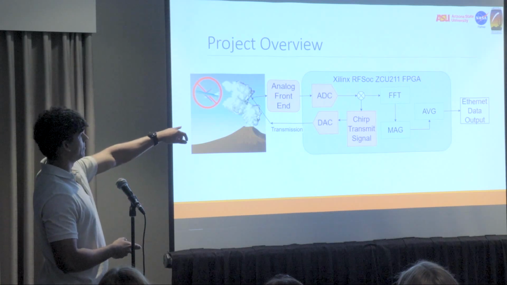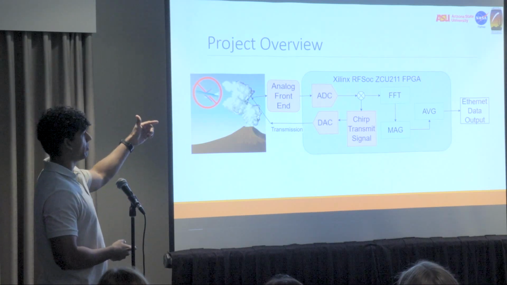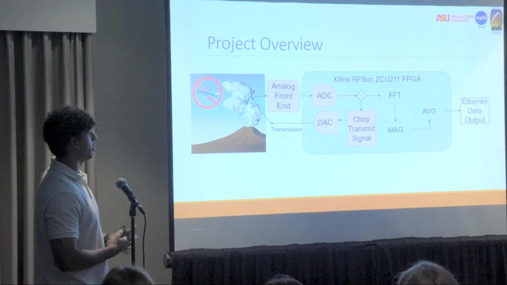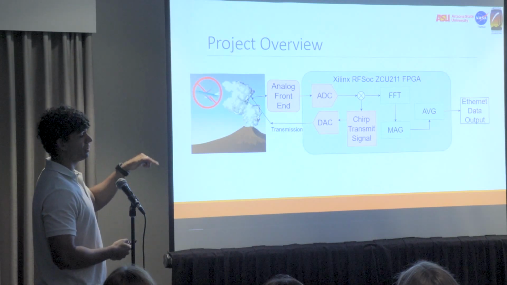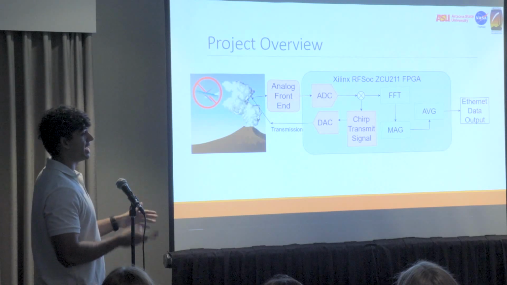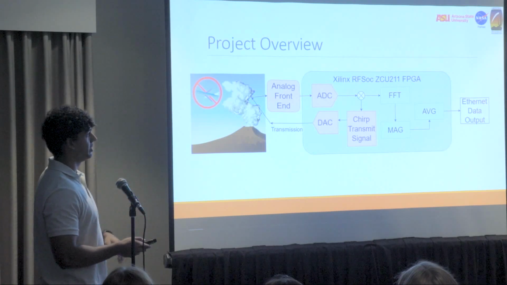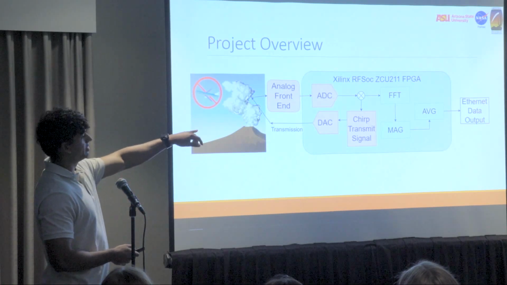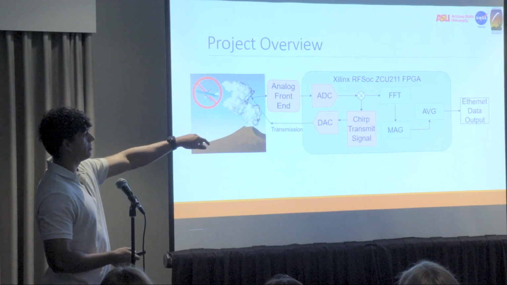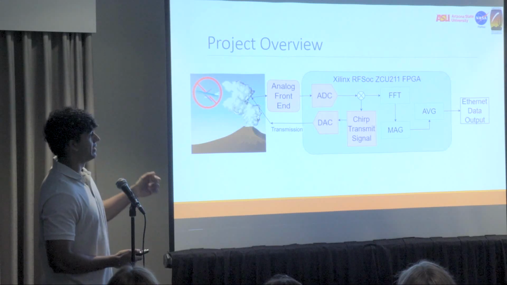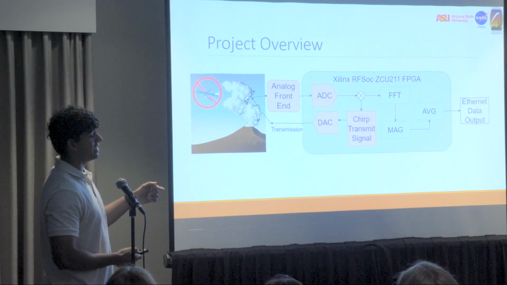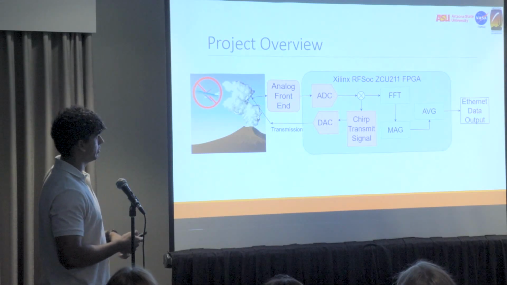And then that is bounced off of the ash particles through the RF analog front end, which goes to an analog to digital converter, which is then mixed with the original chirp signal to then create a low and high frequency signal. And then that data goes through a fast Fourier transform and then a spectral averager, which is shown by that mag and average block. And then it goes through Ethernet data output to a base station.